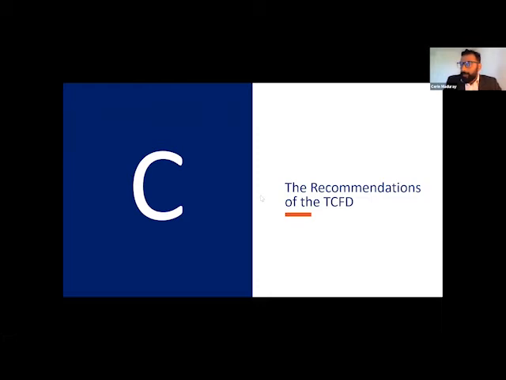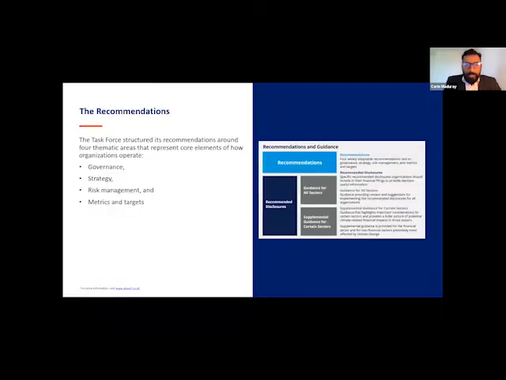So now we start to jump into the recommendations. The recommendations of the task force are structured around 4 thematic areas. The 4 core areas of TCFD are governance, strategy, risk management, and metrics and targets. The recommendations and guidance are also split into guidance for all sectors and then supplemental guidance for certain sectors. Therefore, the TCFD recommendations have broader appeal than just the financial sector.